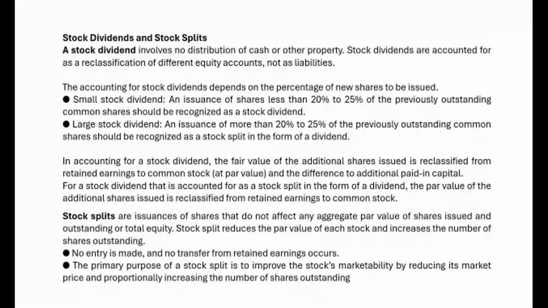In accounting for a stock dividend, the fair value of the additional shares issued is reclassified from retained earnings to common stock at par value, with the difference to additional paid-in capital. A large stock dividend is accounted for as a stock split in the form of a dividend. The par value of the additional shares issued is reclassified from retained earnings to common stock.